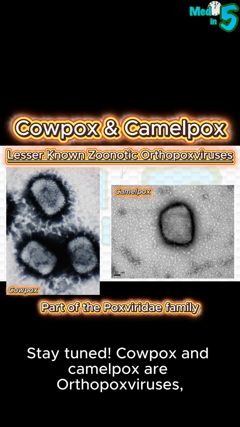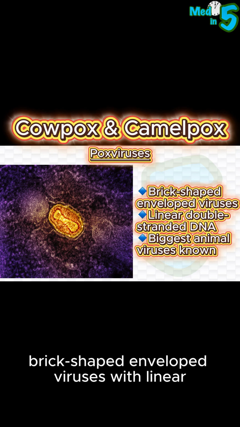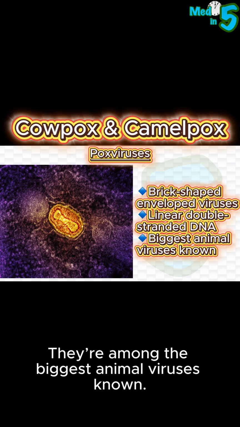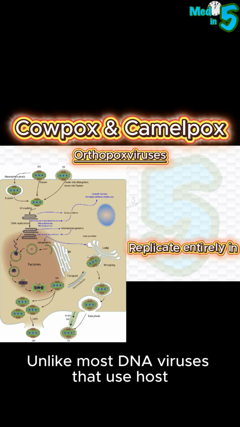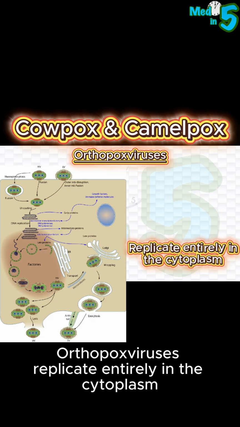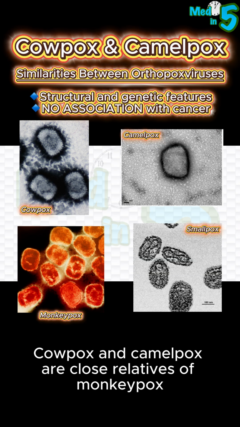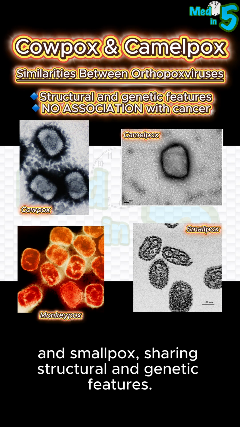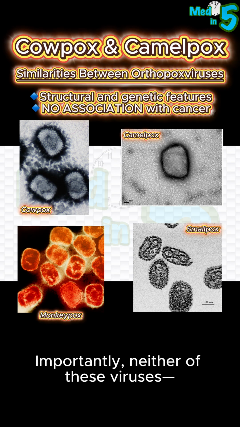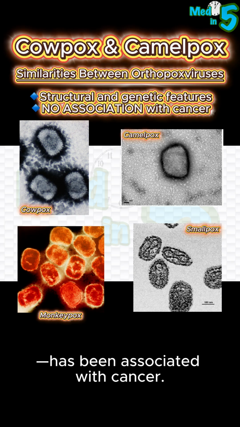Stay tuned. Cowpox and camelpox are orthopoxviruses, part of the Poxviridae family. They're large, brick-shaped enveloped viruses with linear double-stranded DNA genomes. They're among the biggest animal viruses known. Unlike most DNA viruses that use host enzymes in the host nucleus, orthopoxviruses replicate entirely in the cytoplasm using their own transcription machinery. Cowpox and camelpox are close relatives of monkeypox and smallpox, sharing structural and genetic features. Importantly, neither of these viruses, nor any member of the Orthopoxvirus genus, has been associated with cancer.